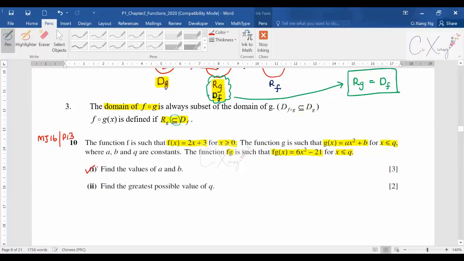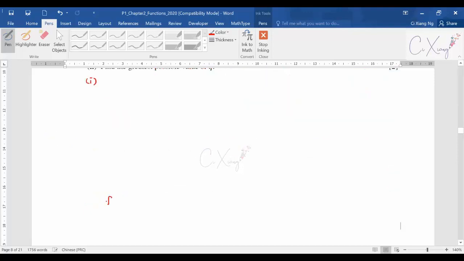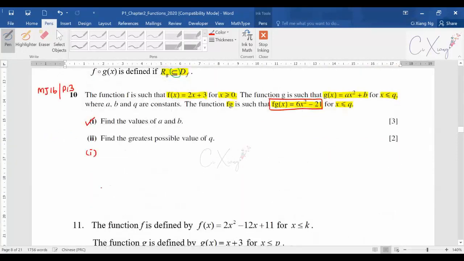To find the values of a and b, I don't think it is hard. What you can do is use f composite g, use this information, and compare the left and right hand side to get the values of a and b easily. Maybe you can try now. So fg of x equals 6x squared minus 21. What is g of x? g of x is ax squared plus b.